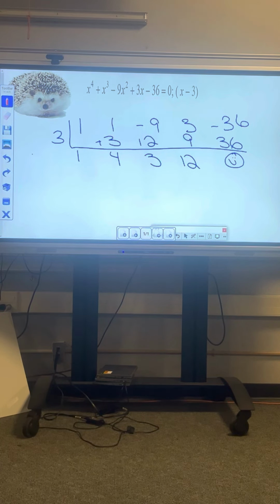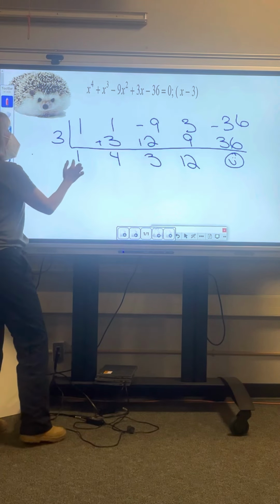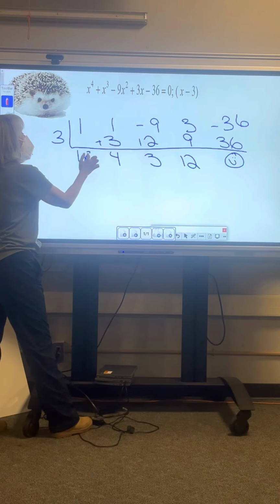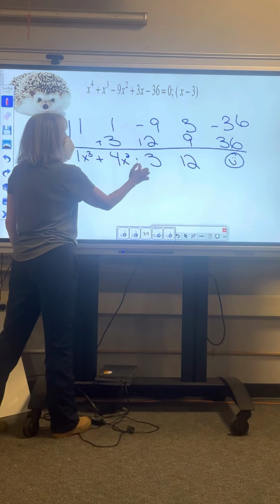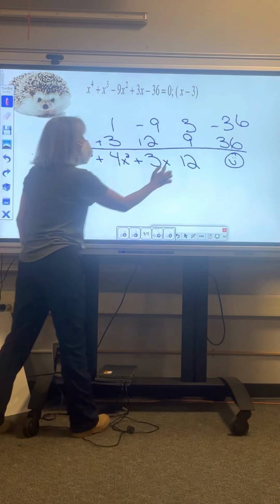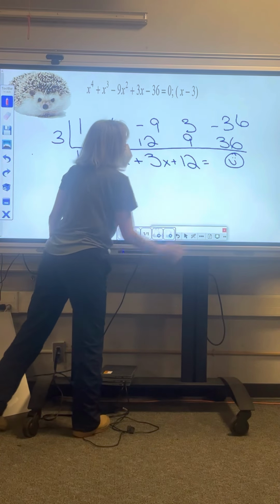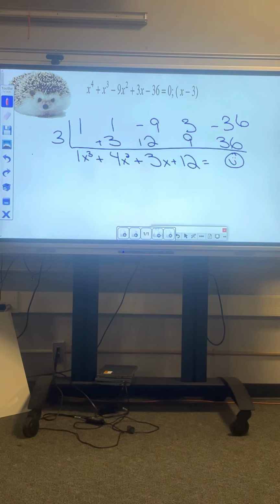Okay, here's where this one gets a little bit trickier. We're going to drop it down so it's 1x to the third plus 4x squared plus 3x plus 12 equals 0. This is a 4-parter. Can you guys show me with your hands, what do we do with a 4-parter? How do we do it?